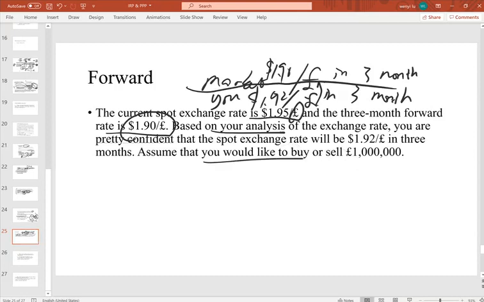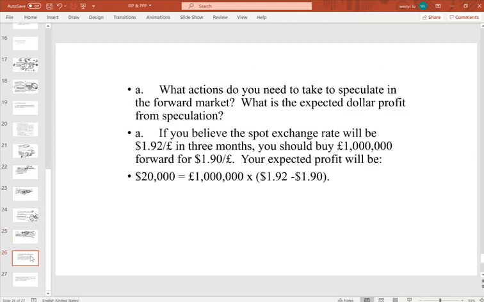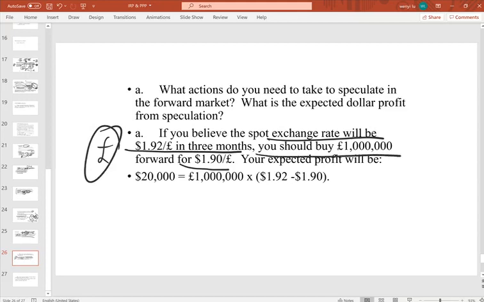So what will you do? Let's see the detail. Because you believe the spot rate in the future will be more expensive than the market rate, you believe the pound will be more valuable. So you should buy something valuable. You should buy this 1 million pound forward.